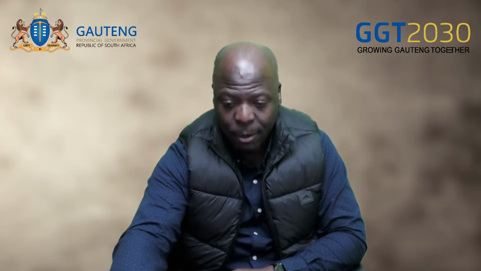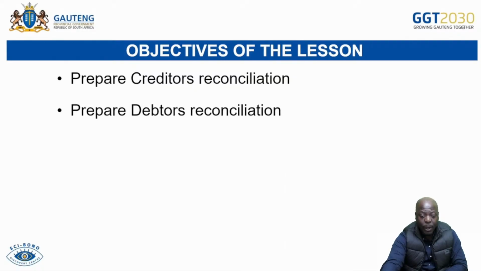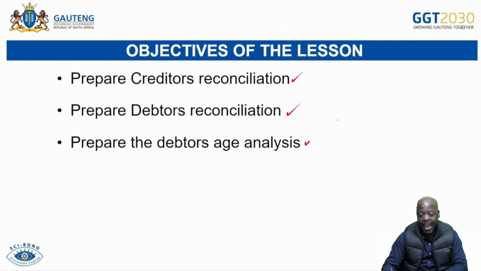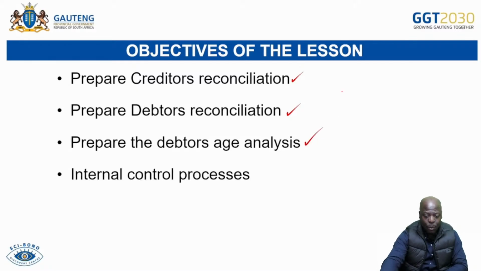Okay, so without further ado, let's go and look at my objectives for today. Here are my objectives. We're going to prepare the creditors reconciliation. We're going to do the debtors reconciliation, because remember last week we did one type of the creditors reconciliation where we had the creditors ledger and we also had the creditors statement. So today I'm going to do something a bit different. And then we're going to do the debtors reconciliation, and then we'll also look at the debtors age analysis, and obviously we'll also look at some internal control processes.